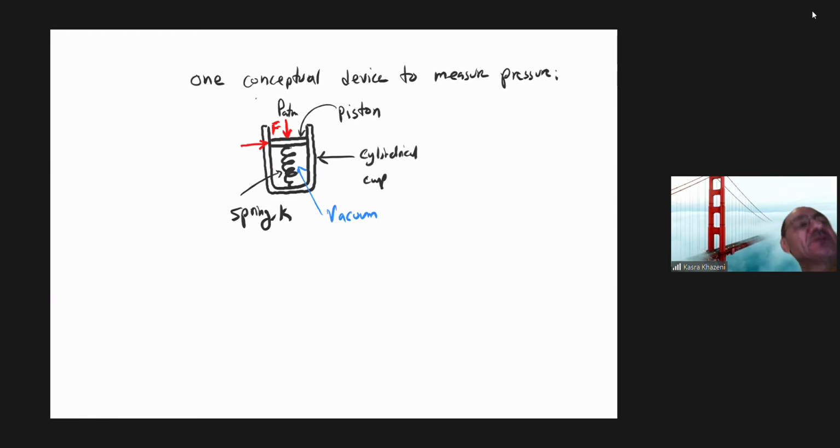Okay? So if you find out how much distance that piston moves, you can go ahead and calculate the amount of force that pushes that piston down, and by equating that force with the force of spring, you can then go ahead and calculate what the pressure outside was. So this is a piston of area A.